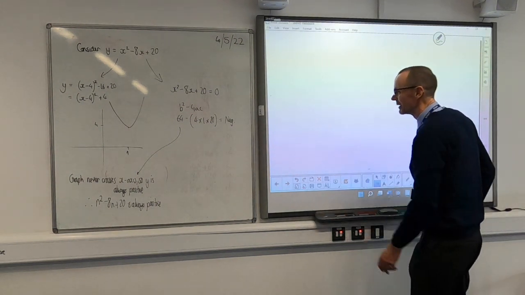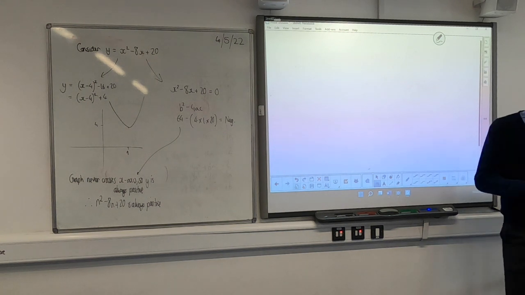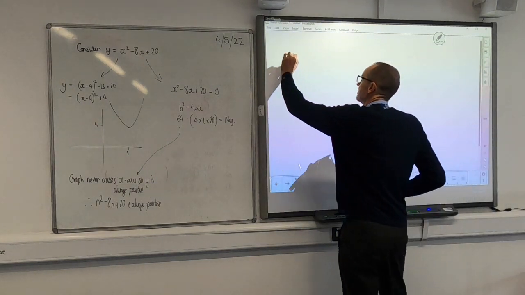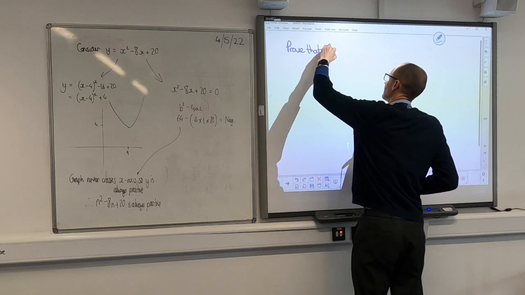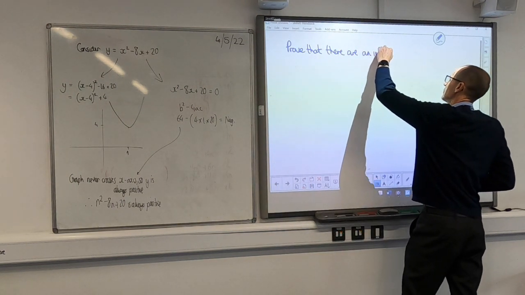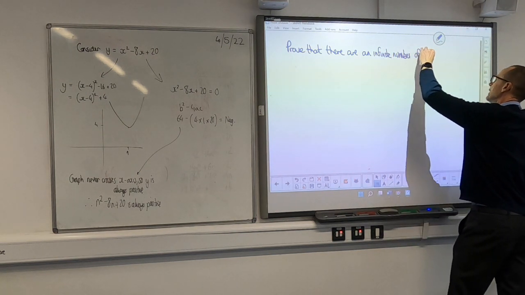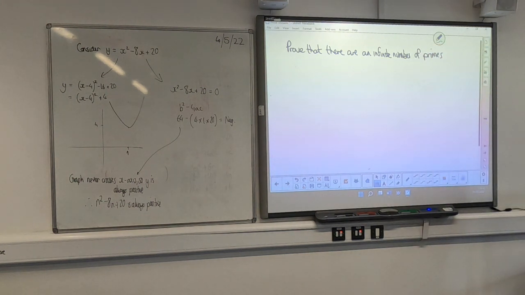Right, there we go. Okay, so we're going to use proof by contradiction to prove that there are an infinite number of primes. They're called primes because if you call them prime numbers, that's a sentence with the word number in it twice, which doesn't make sense. There are an infinite number of primes.